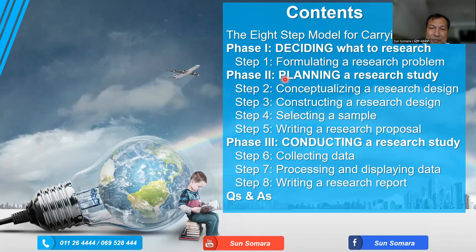Page number two is about planning, meaning you come up with a plan for a research study. What are the things that you can include in that part? We have step number two, conceptualizing a research design. You can start to frame things in your research design.